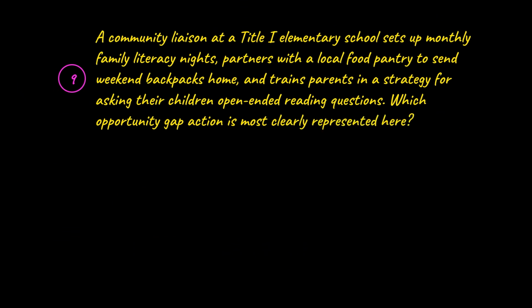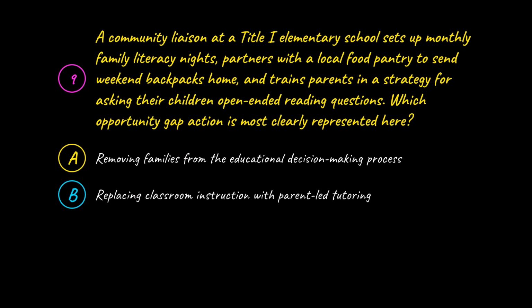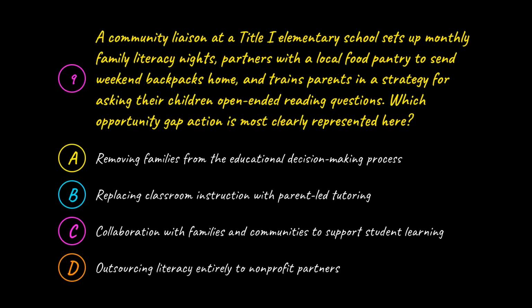Your options are A. Removing families from the educational decision-making process. B. Replacing classroom instruction with parent-led tutoring. C. Collaboration with families and communities to support student learning. D. Outsourcing literacy entirely to non-profit partners. Which one is it? Pause the video if you need more time.